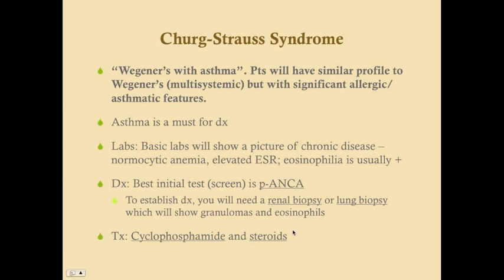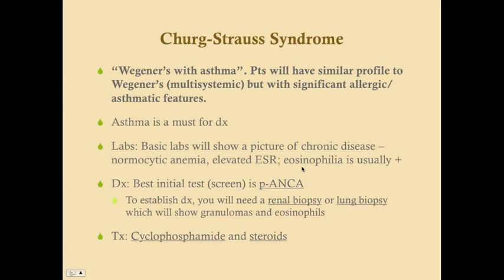These patients will also have basic labs that show a picture of chronic disease, which is an elevated ESR and elevated C-reactive protein. They're going to have a normocytic anemia, which is characteristic of the anemia of chronic disease.